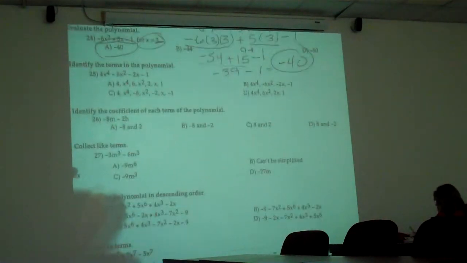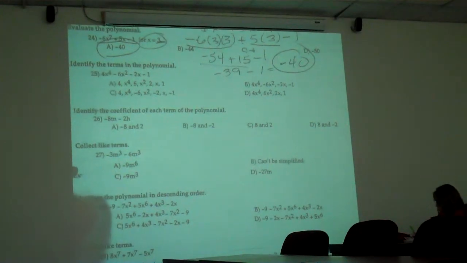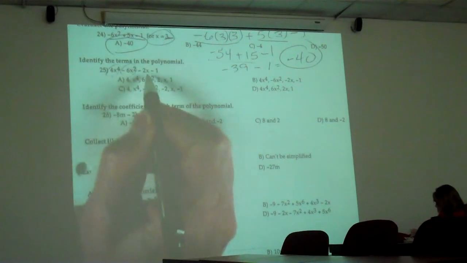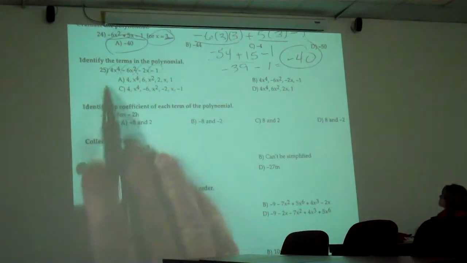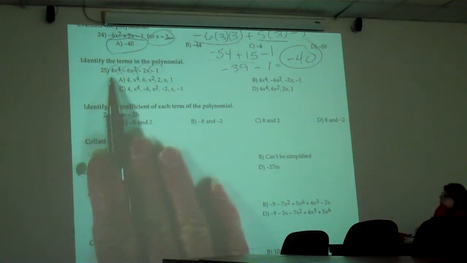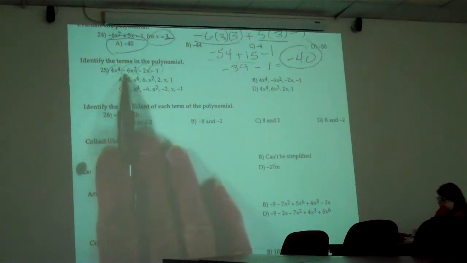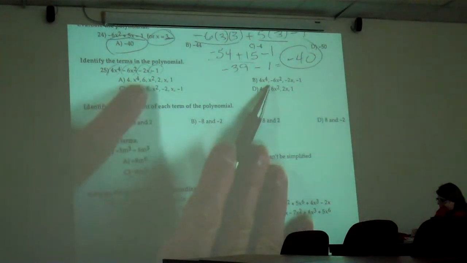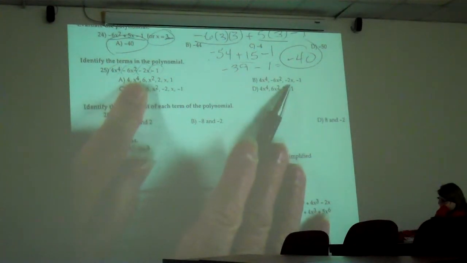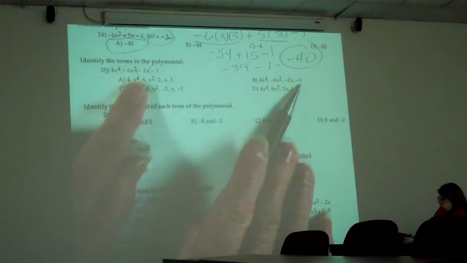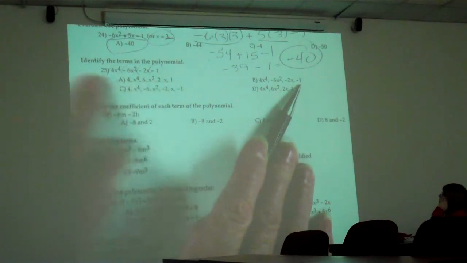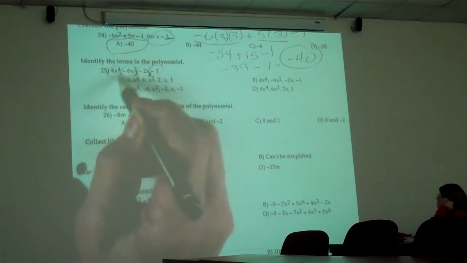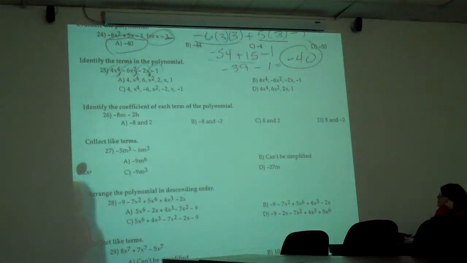Okay. Identify the terms of the polynomial. Each one of these is a term, and keep the sign with it. So you got 4x to the 4th. The next term, put a comma. It's negative 6x squared. The next term is negative 2x. The next term is negative 1. So when you're identifying the terms, you're pretty much just putting commas between each one of these. Each one is a term.